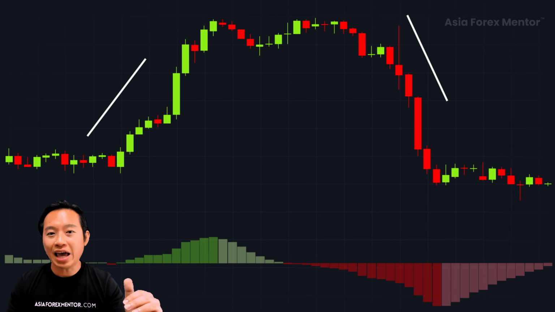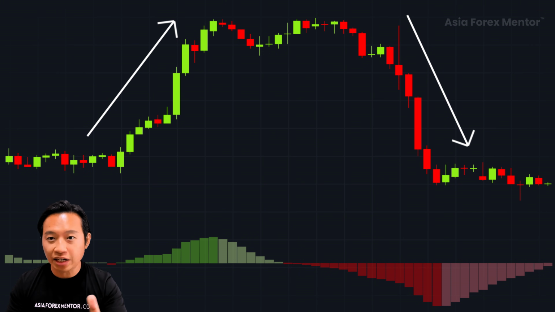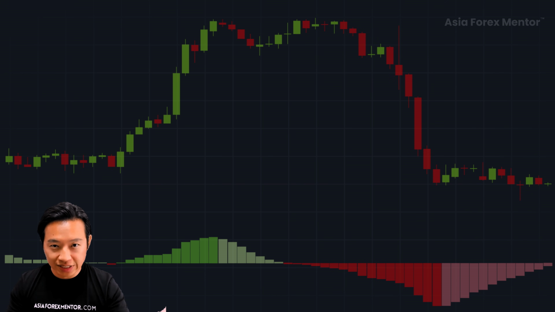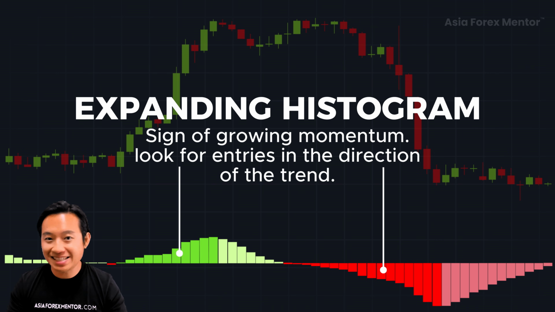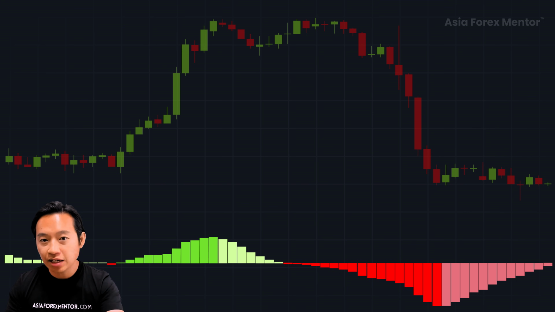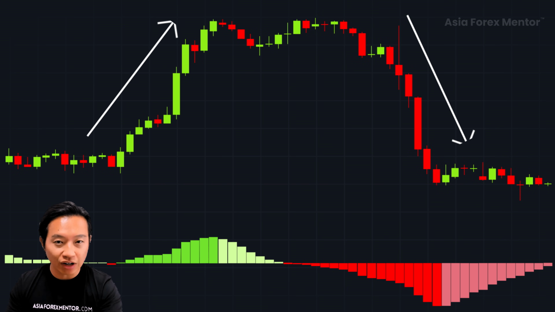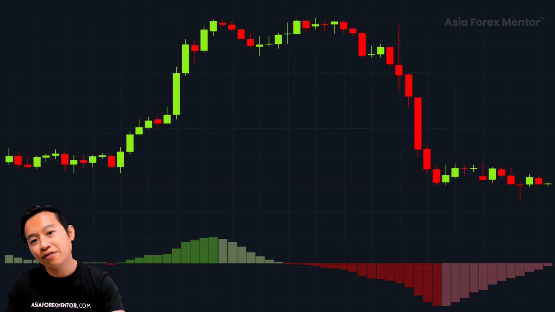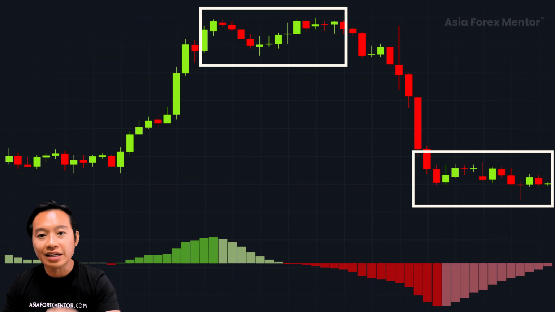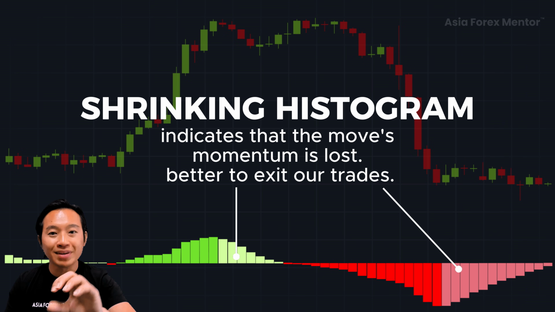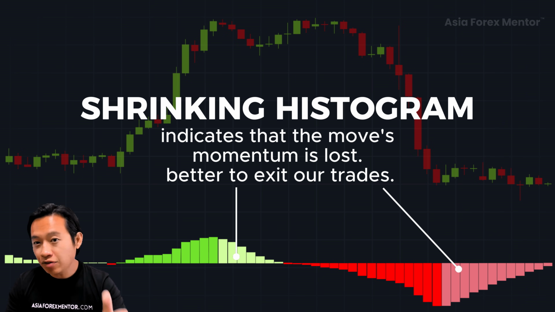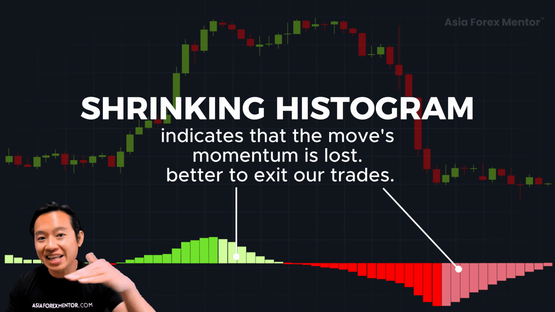The distance between the MACD line and the signal line increases when the trend is strong. As a result, the histogram expands. An expanding histogram is a sign of growing momentum. Therefore, if the histogram is expanding, we should look for entries in the direction of the trend. As the trend gets weak, the histogram will start to shrink. This indicates that the momentum is lost, and price might reverse or stay sideways.